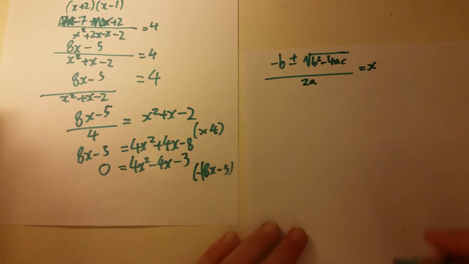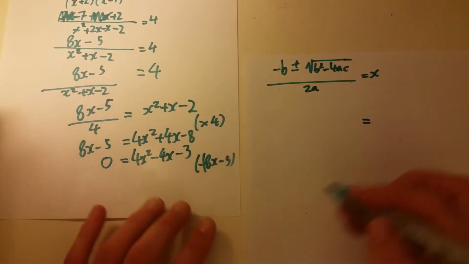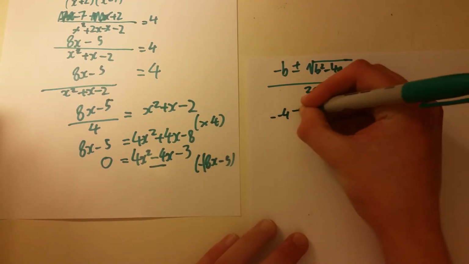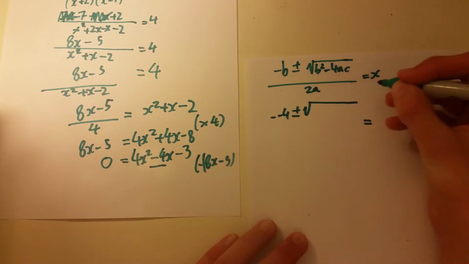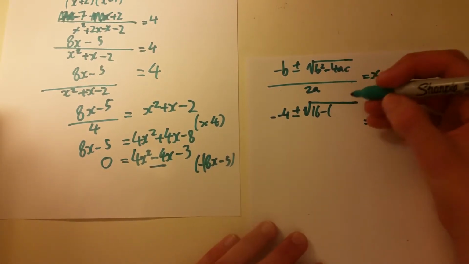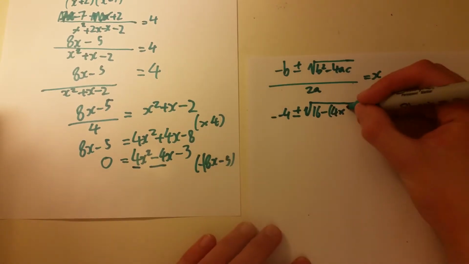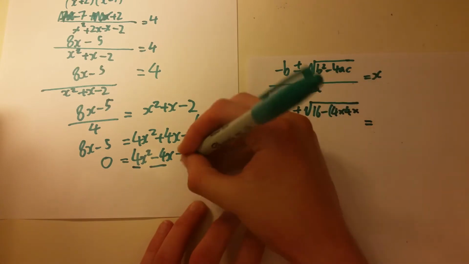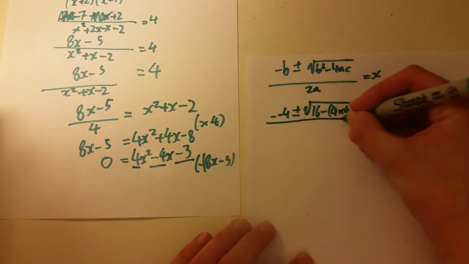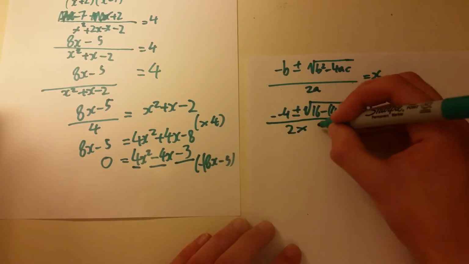to solve it. Now if we substitute the values in, b is evidently minus 4, so minus minus 4, plus or minus the square root of minus 4 squared, which is the same as 4 squared, which is 16. Take away 4 times a, which is 4, times c, which is minus 3, divided by 2 times a, which is 2 times 4.